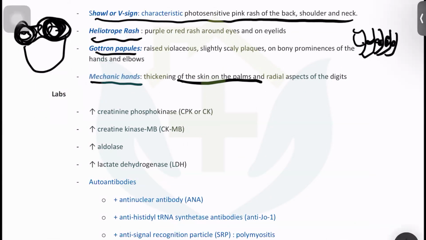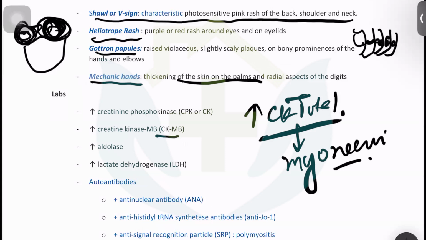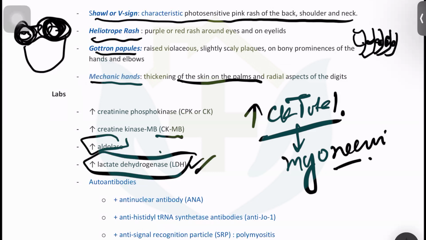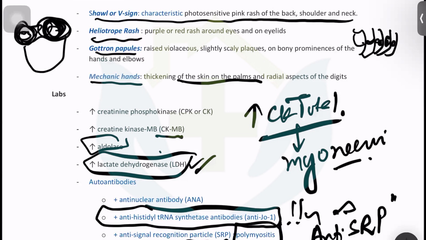Labs, very important in the exam, you will see elevated total CPK. This tells you about the muscle damage, myonecrosis or myodamage. CPK-MB can also be elevated, aldolase can be elevated, LDH can be elevated in malignancies, in polymyositis. So characteristic antibodies are anti-Jo. Very important, they are tRNA synthetase antibodies, anti-Jo. Then SRP can be present, which is specific for polymyositis, anti-SRP. Signal recognition particle, anti-SRP, specifically for polymyositis.